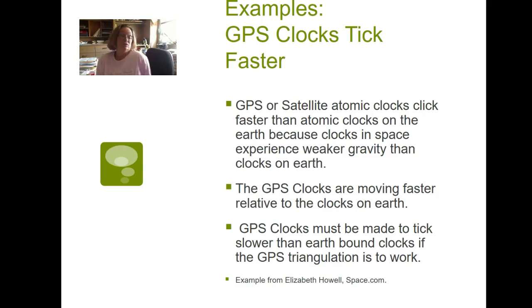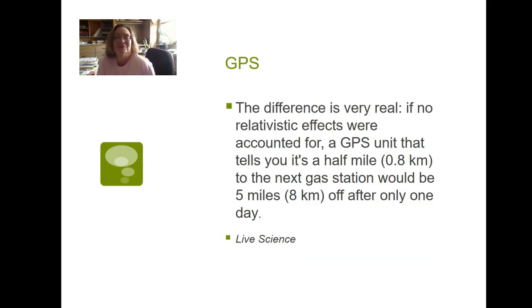This is bad if you want to try to triangulate things. This is bad if you want to have a satellite determining the location of your cell phone, right? GPS clocks must be made to tick slower than earthbound clocks if GPS triangulation is to work. So a GPS satellite clock second is longer than a clock second on Earth. Right? Okay. The difference is really real.